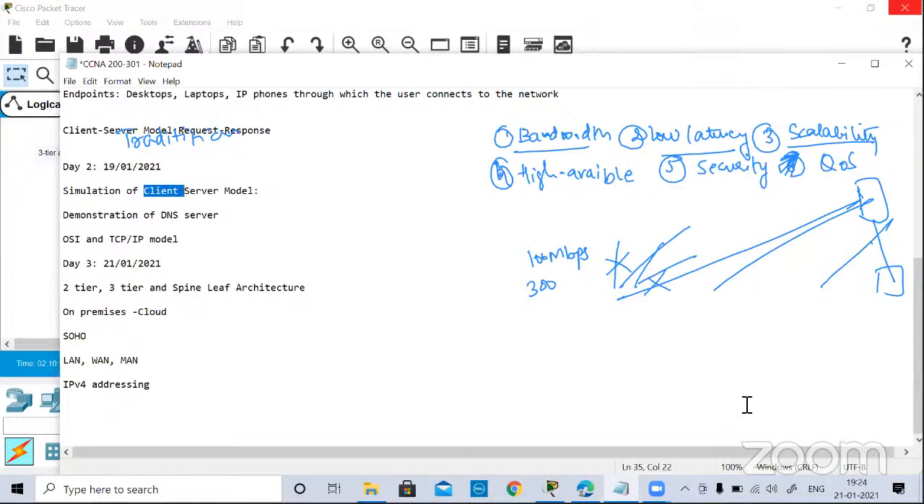Yeah, I just wanted to know why east-west, why the traffic flows east west. Okay, so you can see from this diagram. I'll show you here.